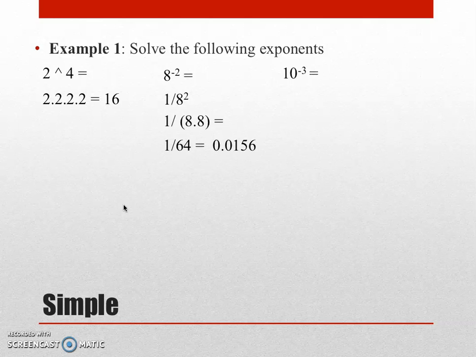Another example is asking 10 to the power of negative 3. Same thing, we just flip that and it becomes positive: 1 over 10 to the positive 3. And that's 1 over 10 times 10 times 10, 3 times. And that's 1 over 1,000.